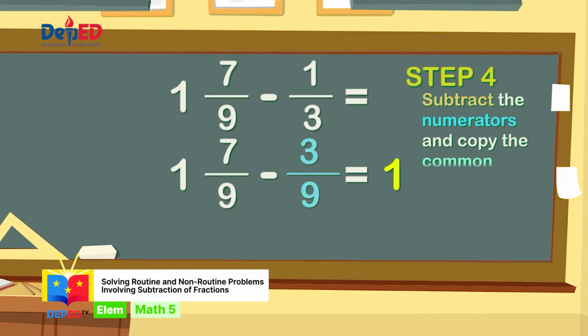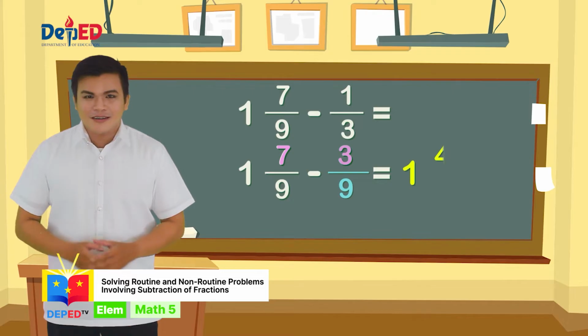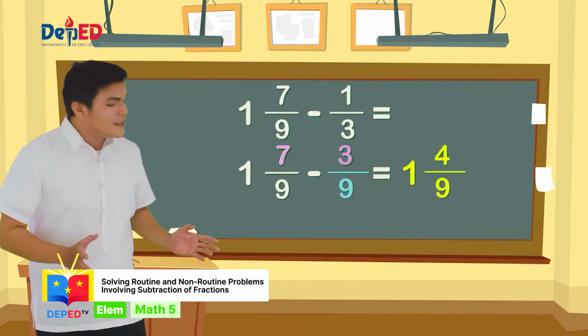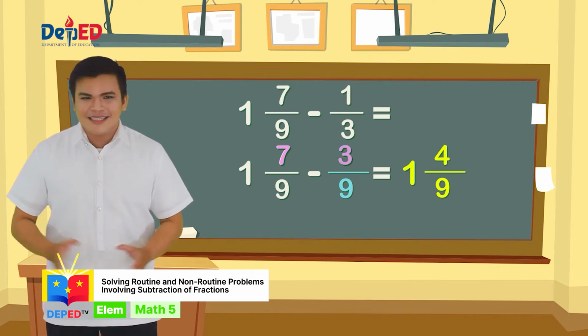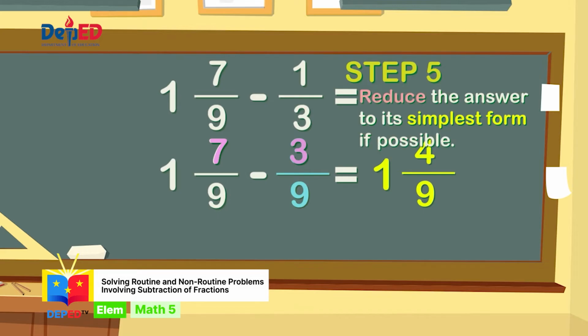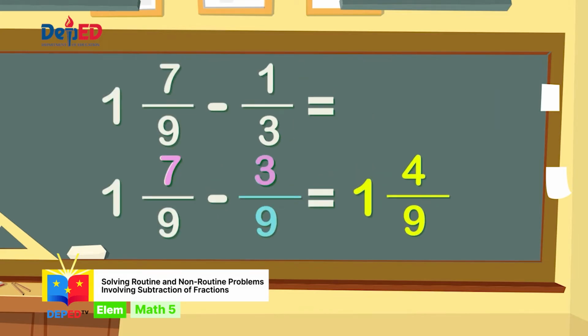Step 4. Subtract the numerators and copy the common denominator. 7 minus 3 is equal to 4. Thus, our final answer from the mathematical sentence 1 7/9 minus 3/9 is equal to 1 4/9. Step 5. Reduce the answer to its simplest form if possible. In this case, 1 4/9 is already in its simplest form.